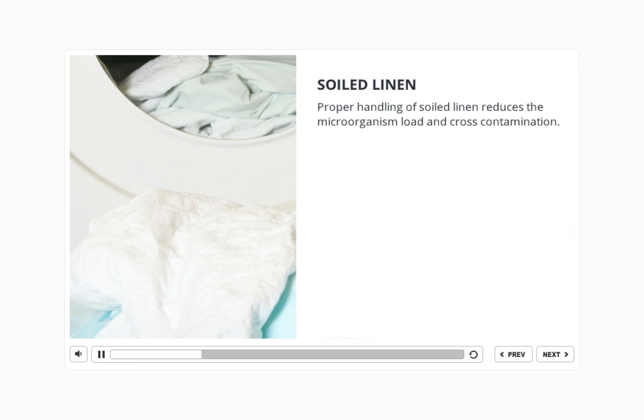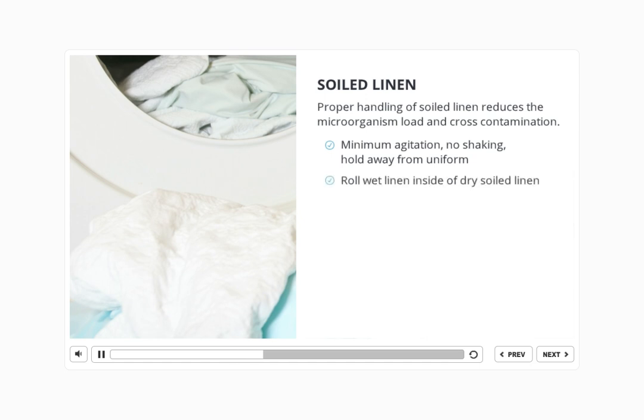When handling linen, maintain minimum agitation with no shaking of linen and hold it away from your uniform. Roll wet linen inside of dry soiled linen, then place in the linen bag. Place the soiled linen in bags at the point of care. Avoid carrying soiled linen long distances.